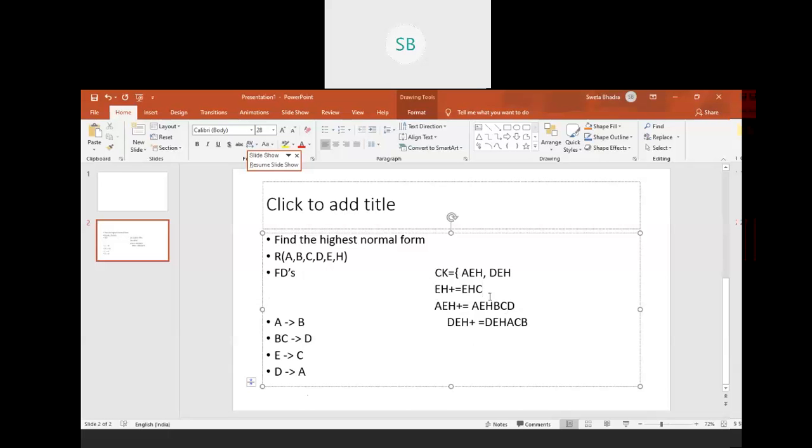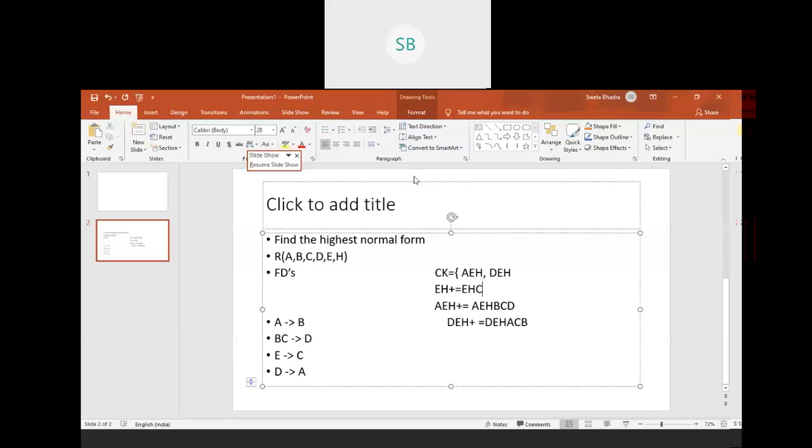Any confusion? So you have to find out all the candidate keys. Everyone understood? Yes, ma'am. Okay, so you people need to check for the other candidate keys also. What are the other candidate keys?